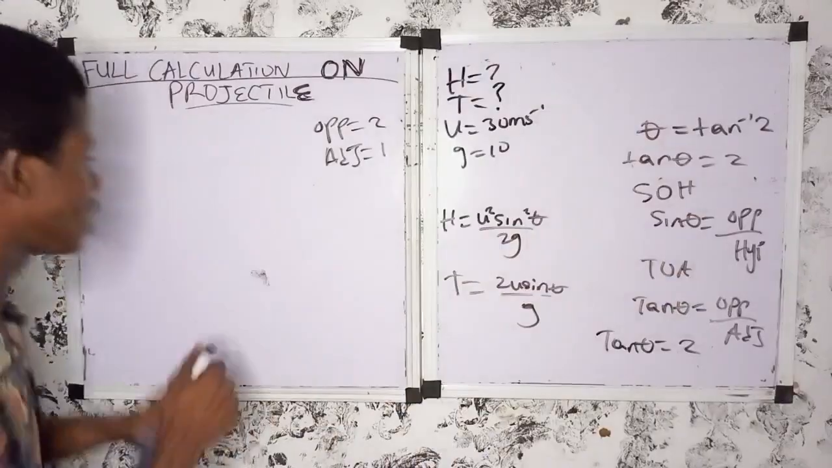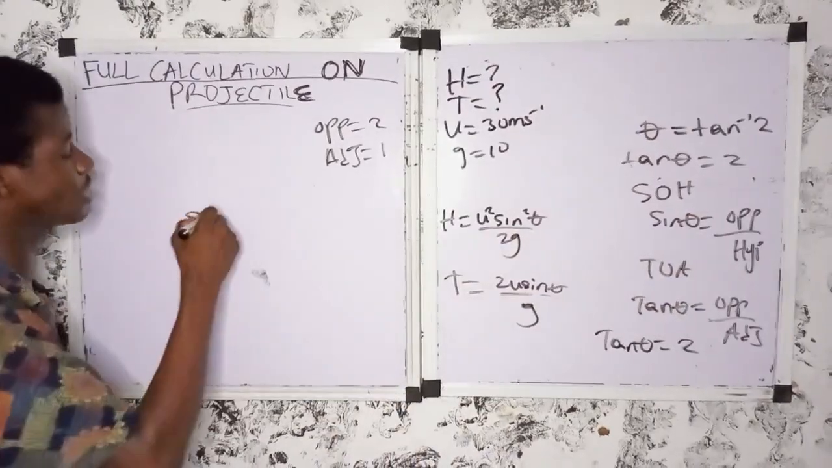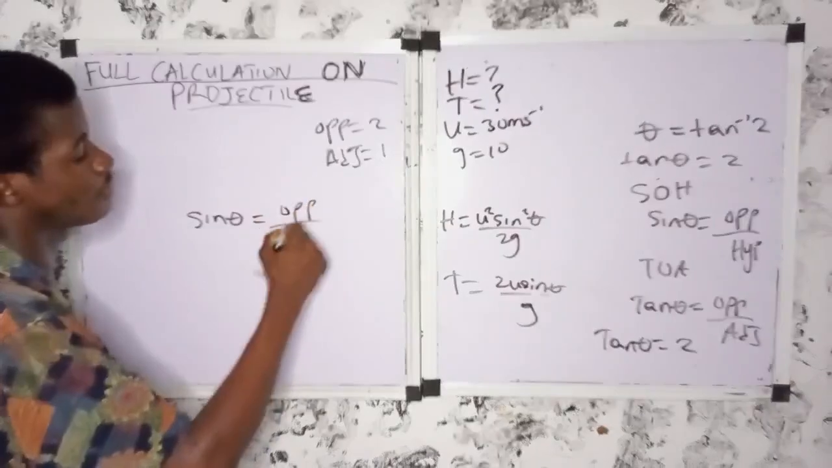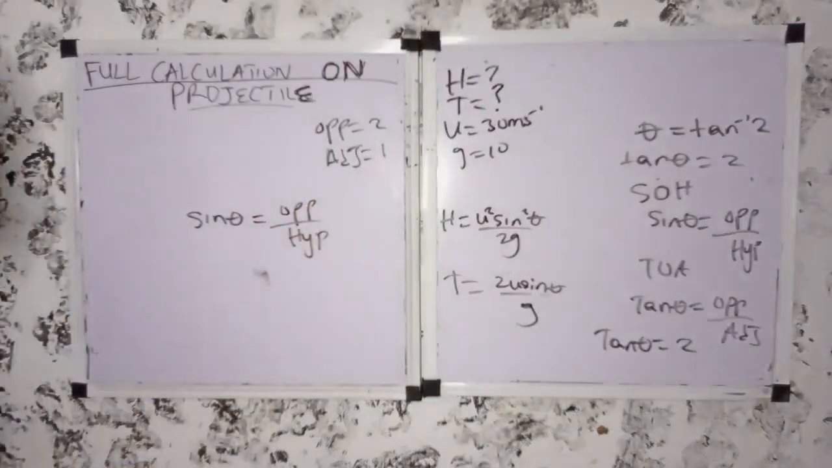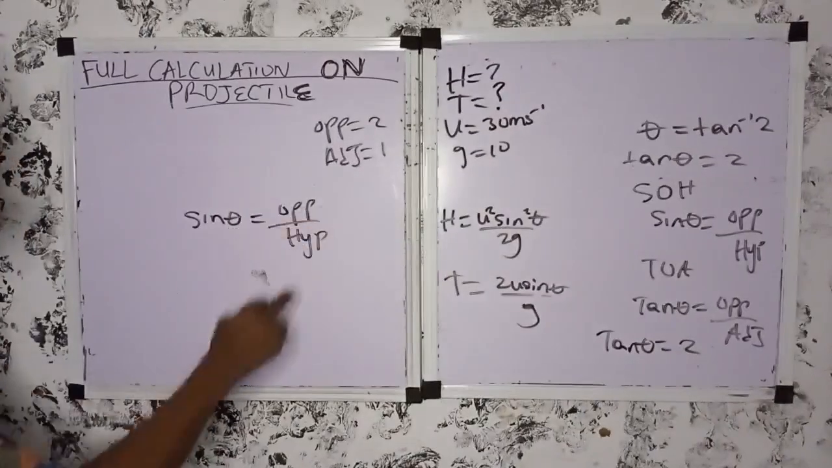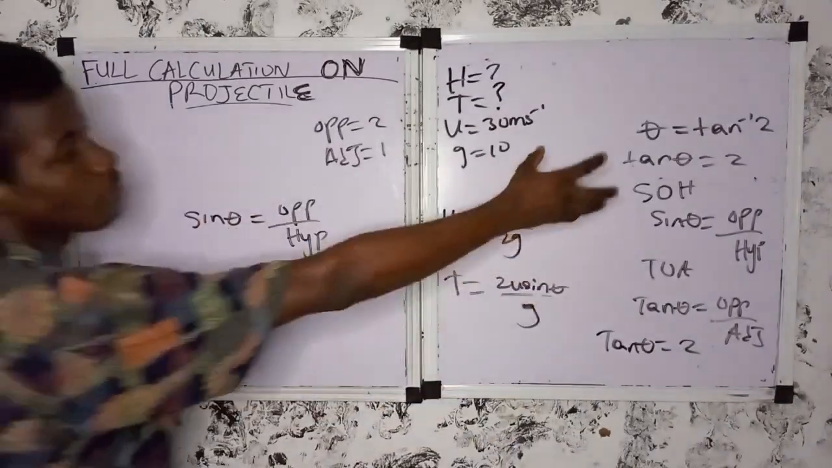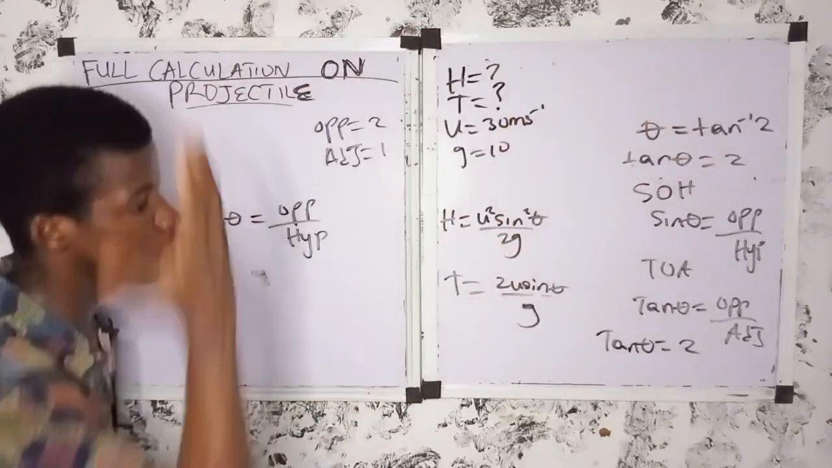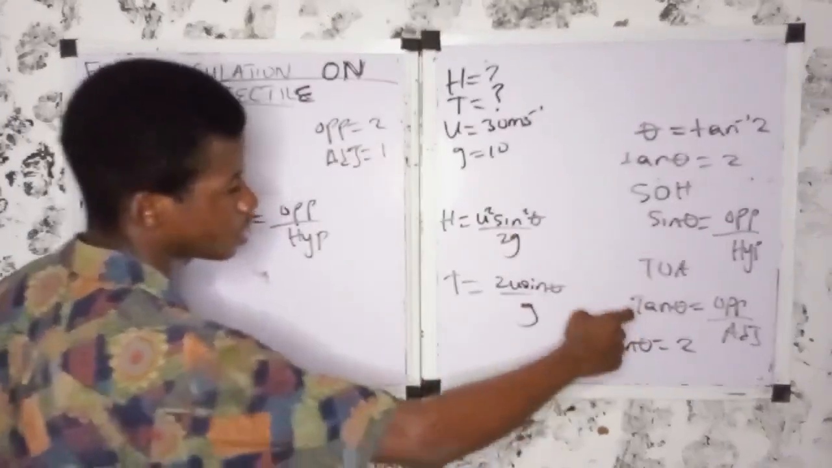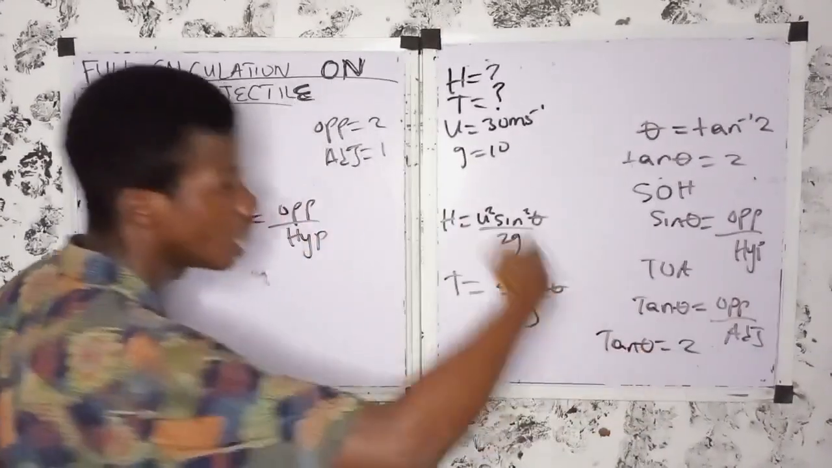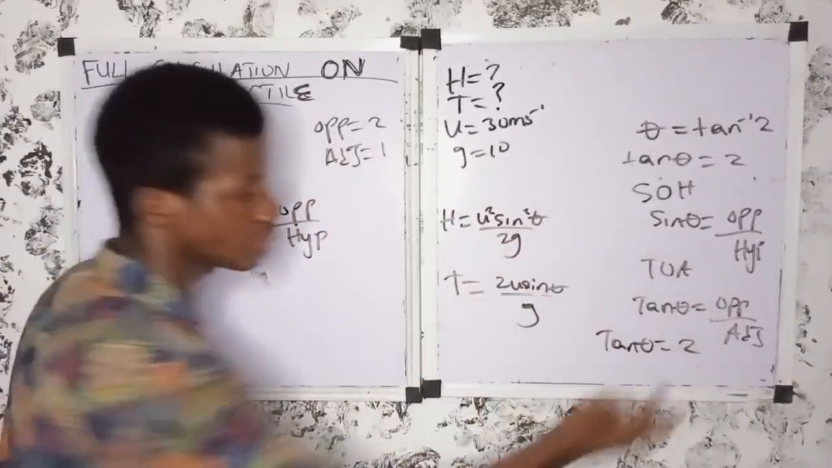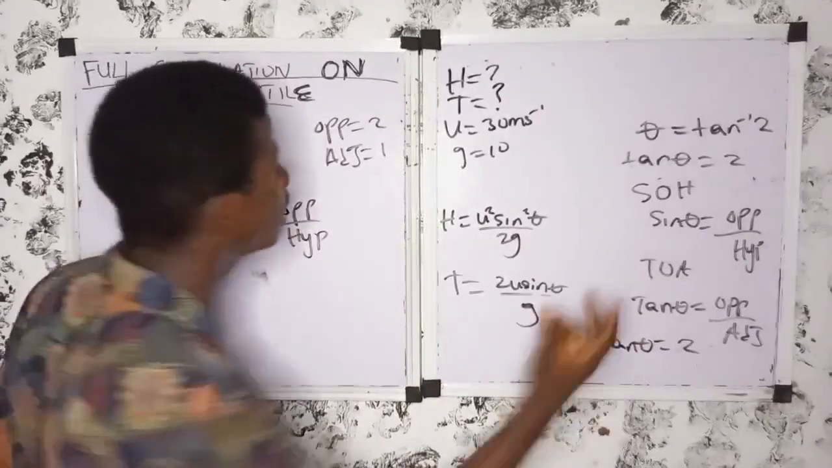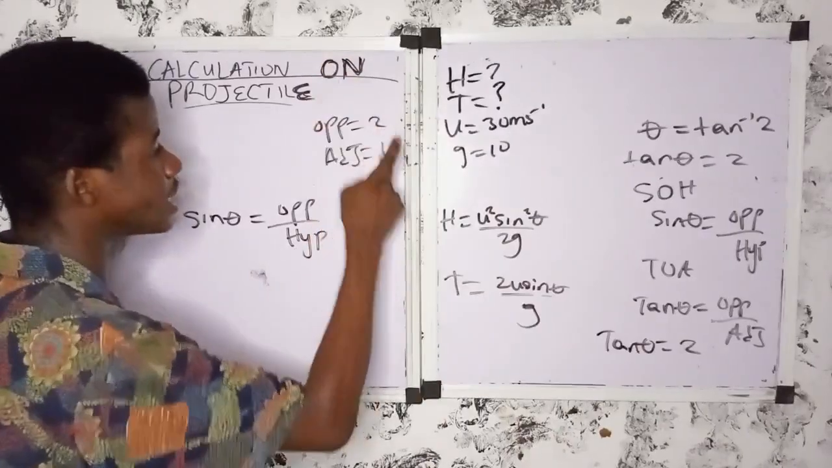Yes. But we all know that, according to trigonometry, sin theta is equal to opposite over hypotenuse, right? From the information given in the question, we now know that tan theta is equal to opposite over adjacent. The opposite is 2, the adjacent is 1. That is why when we divide 2 by 1, we get 2, right?